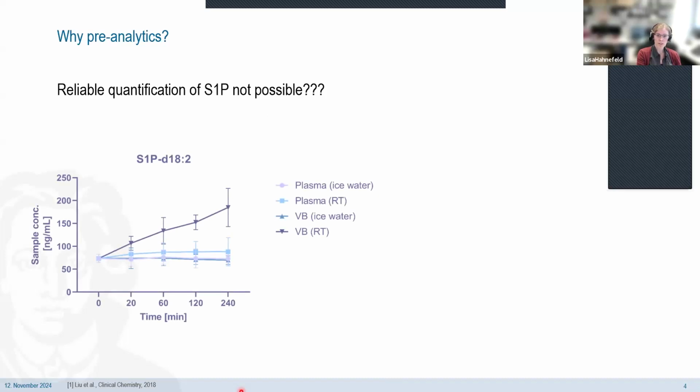Because if you take plasma or whole blood samples and store them at room temperature before centrifugation, after just 20 minutes of incubation time, you get about a 90% increase in S1P concentrations. And of course, this can greatly impact your results.